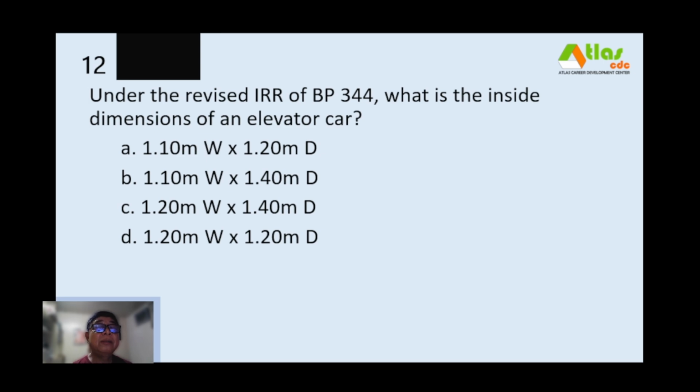Number 12. Under the revised IRR of BP 344, what is the inside dimensions of an elevator car? A. 1.10 width times 1.20 depth. B. 1.10 width by 1.40 depth. And C. 1.20 width by 1.40 depth. And D. 1.20 width by 1.20 depth.